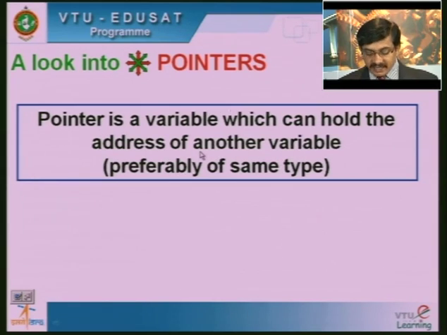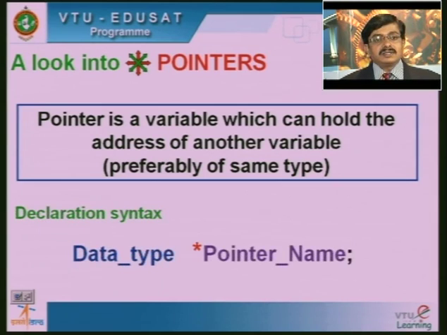Explicitly we cannot assign any value to pointers, they can hold only the addresses of another variable, preferably of the same type. It should be of the same type, it cannot be of a dissimilar type. We will see in certain examples how exactly it is used.